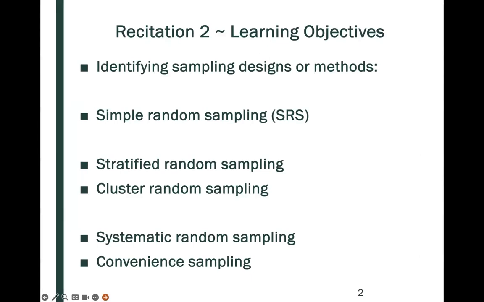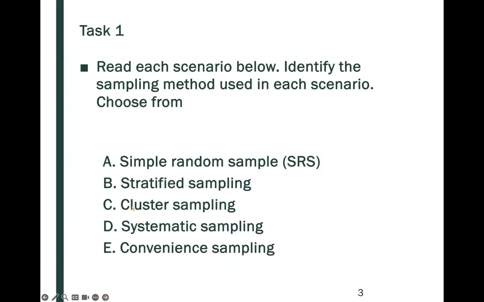So our learning objectives for this recitation is identifying sampling designs or methods. And so we have simple random sampling, stratified random sampling, cluster random sampling, systematic random sampling, and convenience sampling. And we're going to have different scenarios, and with each scenario, we're going to identify the sampling method used in each scenario. So again, the different sampling methods that we have are simple random sampling, stratified sampling, cluster sampling, systematic sampling, convenience sampling.